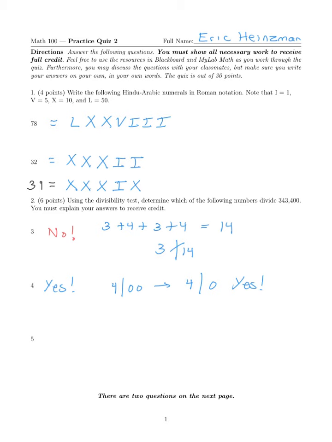And the last one for 5, does 5 divide this number? 5 divides a number if the number ends in a 0 or a 5. I'll say the number 343,400 ends in 0. And therefore the answer is yes.